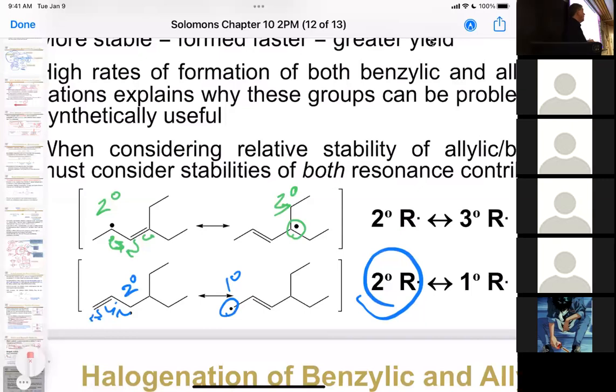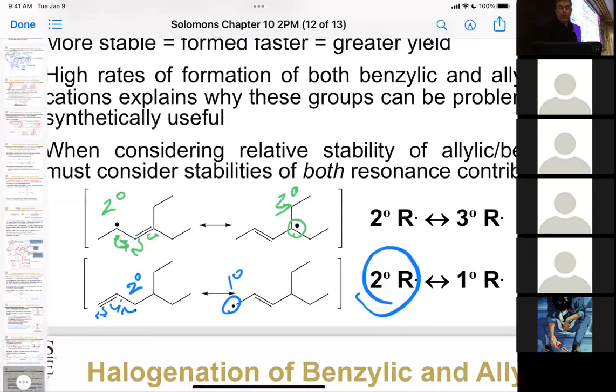primary. Okay. Now, is there any way to sway it one way or another? Not really. The only way you can do it is sterics, but still the tertiary is much more stable, and it's going to be formed faster, and therefore it can react faster. Okay. Questions on that?